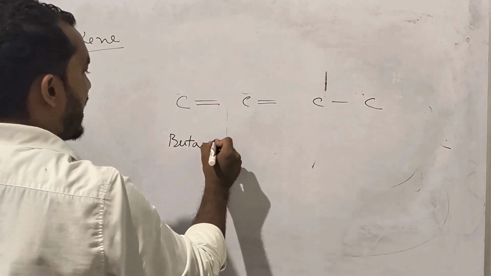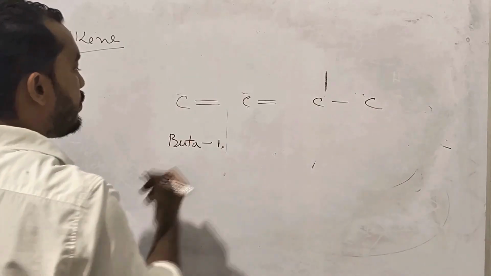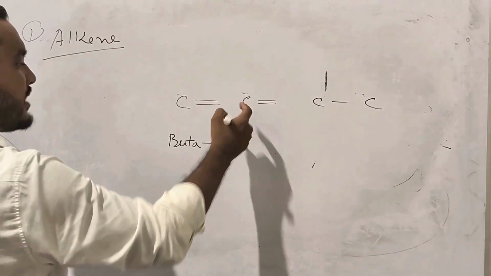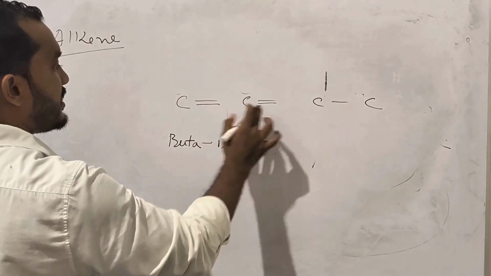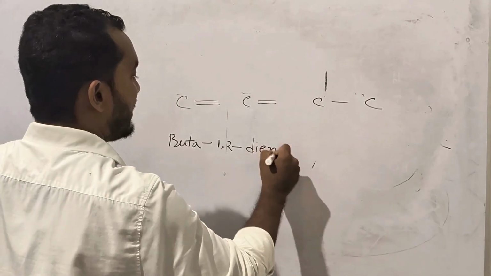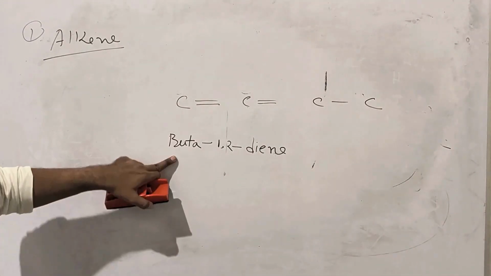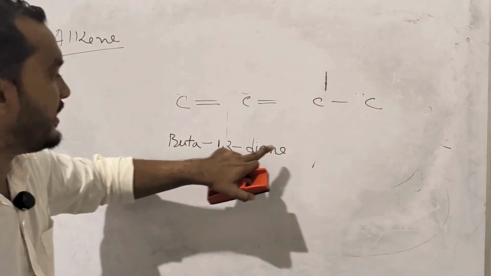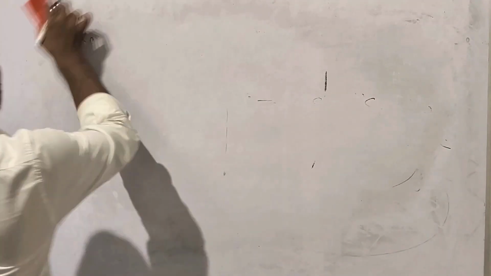That means buta. Okay, 1 double bond is in which position? First position. Again 1 double bond is in which position? Second position of carbon. So buta 1 comma 2, since 2 double bonds are there, so diene. Why ene? Because it is alkene functional group. The chemical name of this is buta 1 comma 2 diene. Okay, so for today this much. Okay, so we will meet in our next class. Thank you.